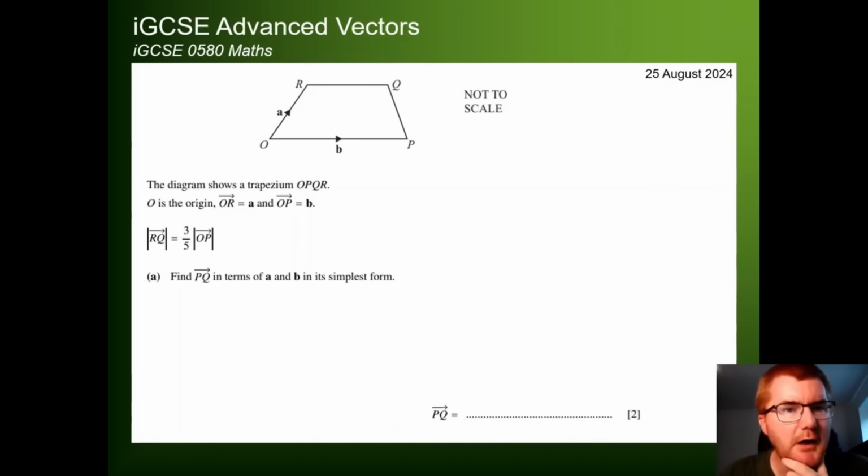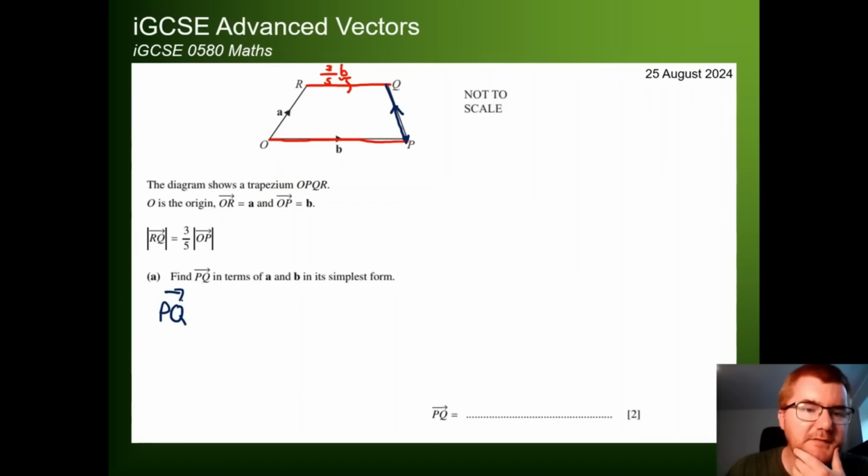So we want to go, and let's put this in a different color. So here we are, so going from P to Q. And we're going to have to take the long route round, I'm afraid. So if we want to work out PQ, then that's equal to P to O. So we're taking the long way around here, P to O, O to R, and then R to Q.